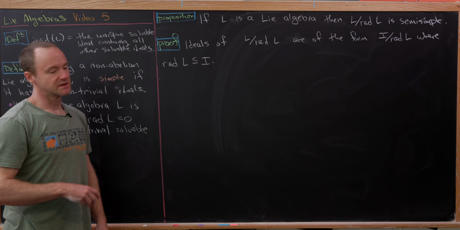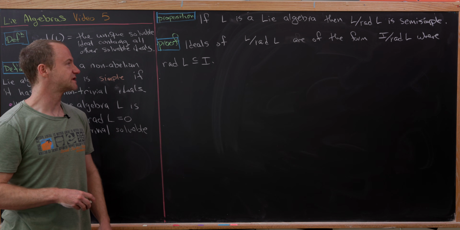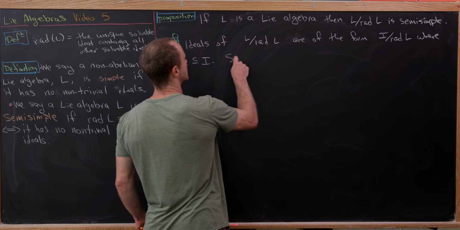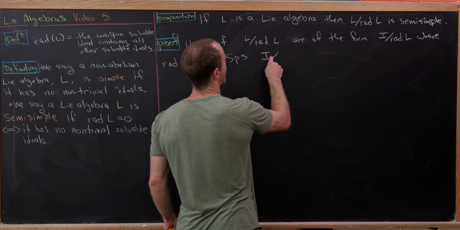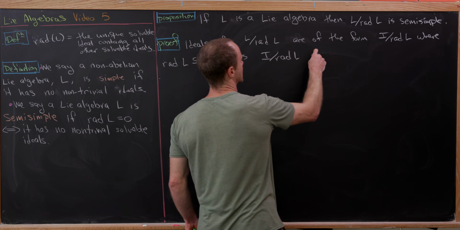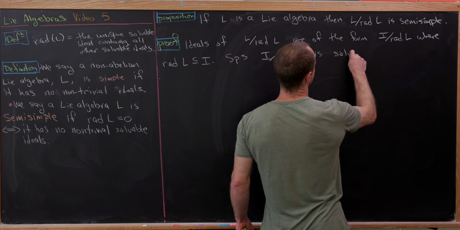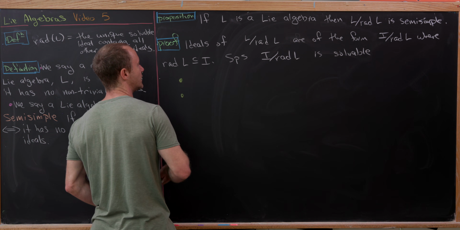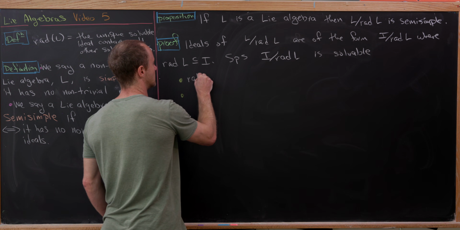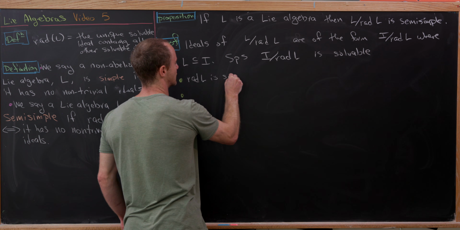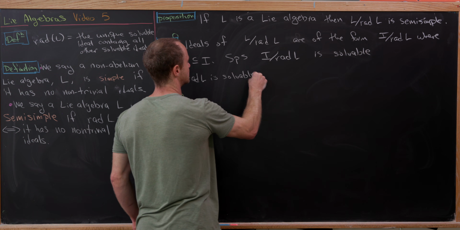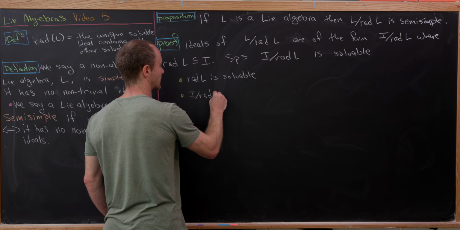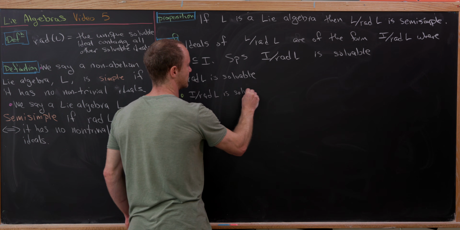Okay, great. So now let's suppose that we have a solvable ideal and see that something goes wrong. So let's suppose, like I said, that I mod the radical of L is solvable. But then let's gather some stuff that we know. So we know, first of all, that the radical of L is solvable, by definition. And then we also know that I mod the radical of L is solvable.